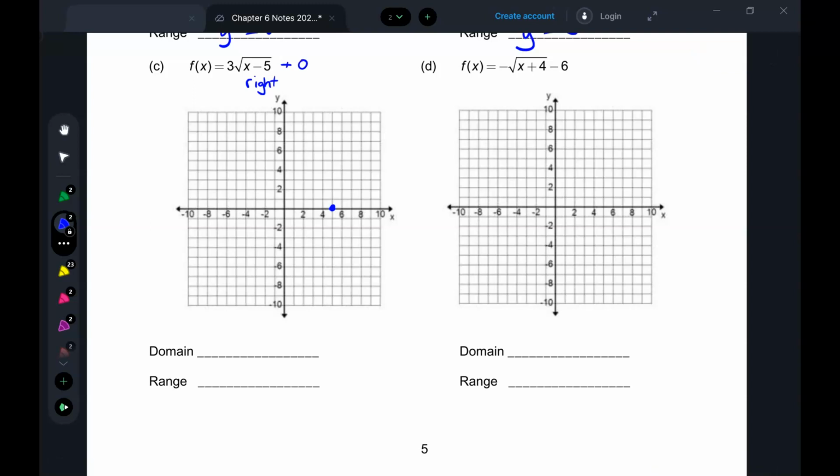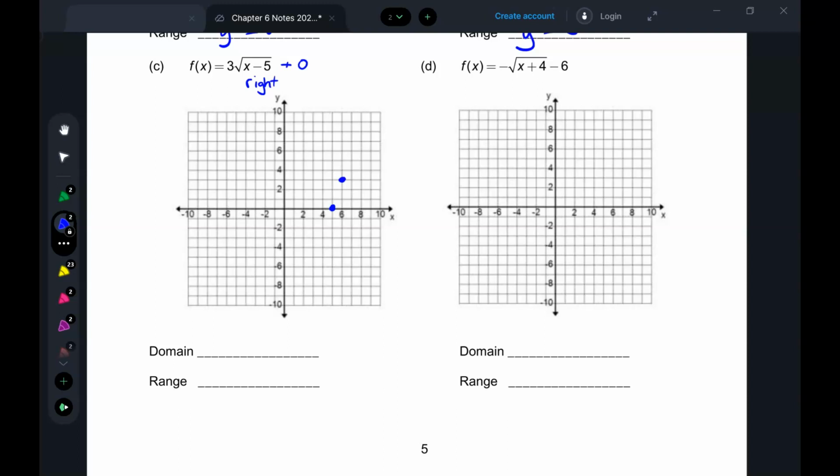If I plug in 6, 6 minus 5 would be 1. So 3 times, so if I go over 1, I'm going to go up 3. 3 this time. And 3 to 11 too. If I plug in 9, yeah.